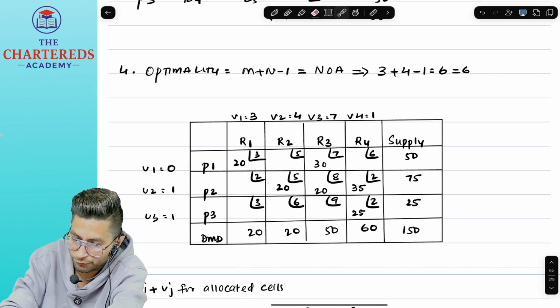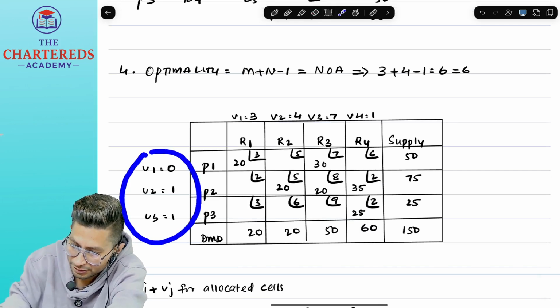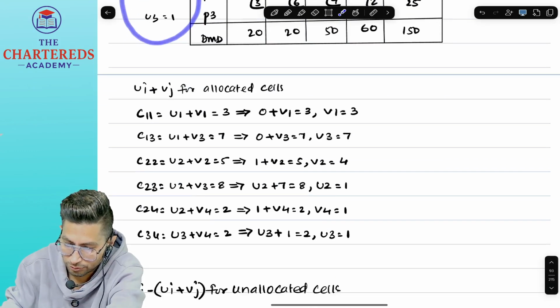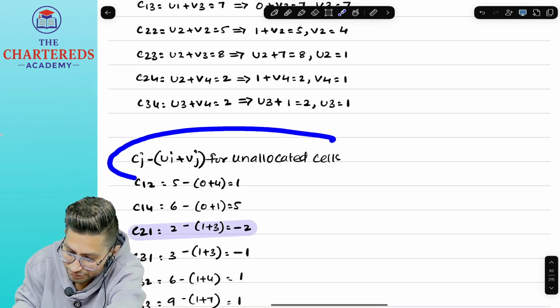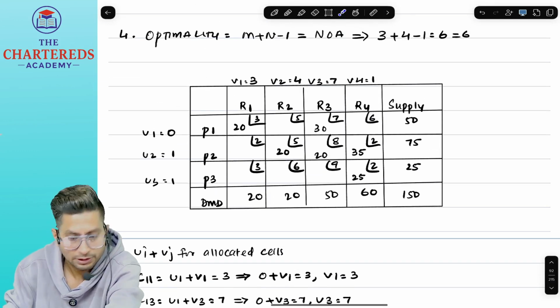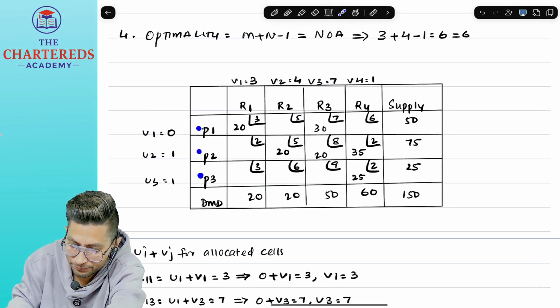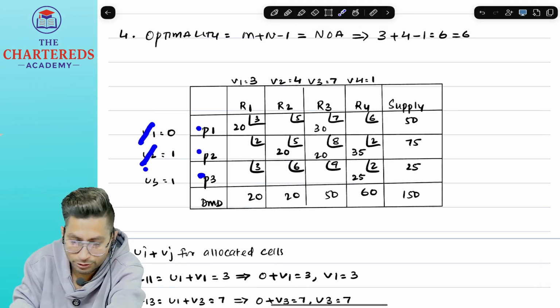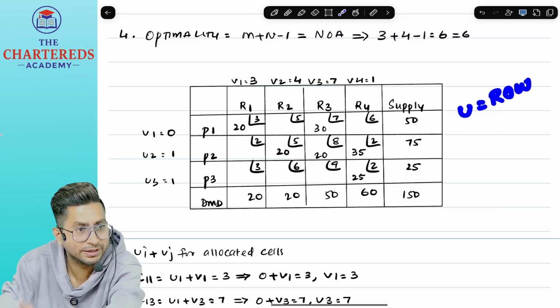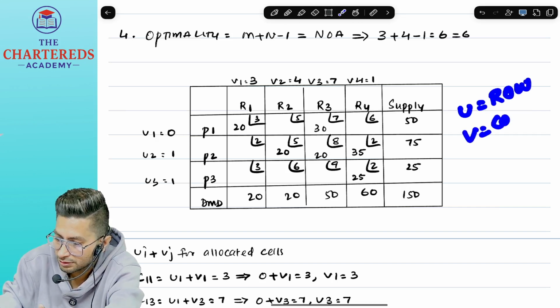Now, in the Modi approach, first what do we do? Ui, Vj for which cells? Allocated cells. And then we go for Cj minus ui plus Vj for unallocated cells. Correct? Now here, how many rows are there? So u1, u2, u3. U means what? Row. U means row, V means column.